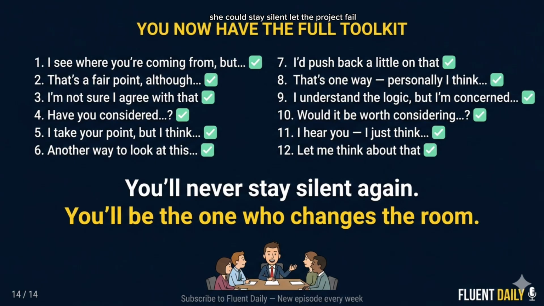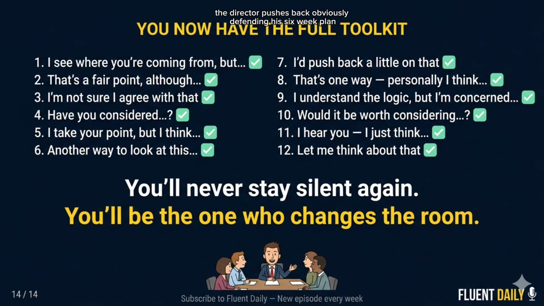I mean, she could stay silent, let the project fail, and just protect herself in the moment. But instead, she speaks up and she stacks these tools beautifully. She starts by hacking the threat response with validation. She says, I see where you're coming from with the need to move fast. Then she uses a shock absorber to introduce directness. But I'd push back a little on the timeline. And then she frames her disagreement as empathy for the company. I'm concerned that 6 weeks doesn't give us enough buffer for testing.